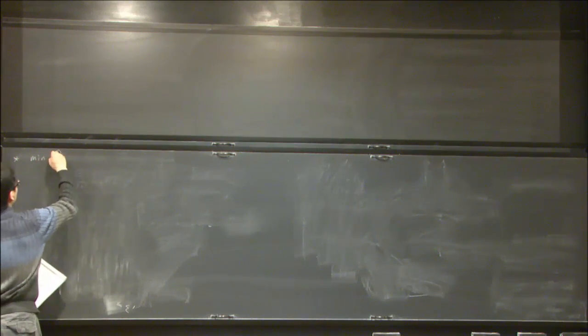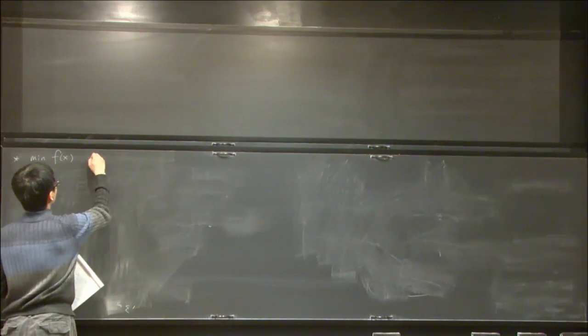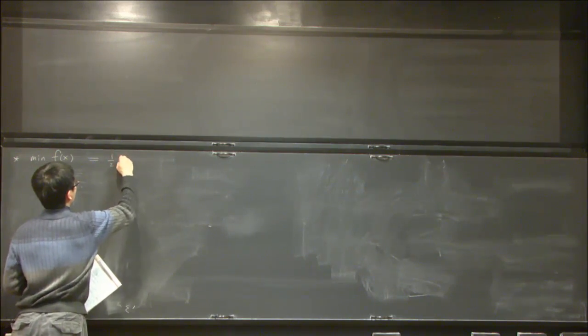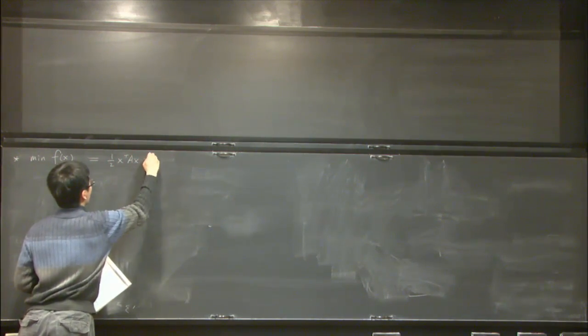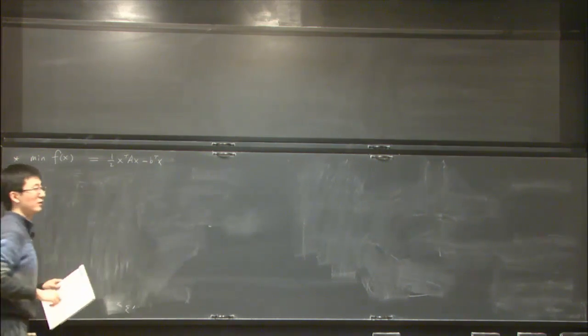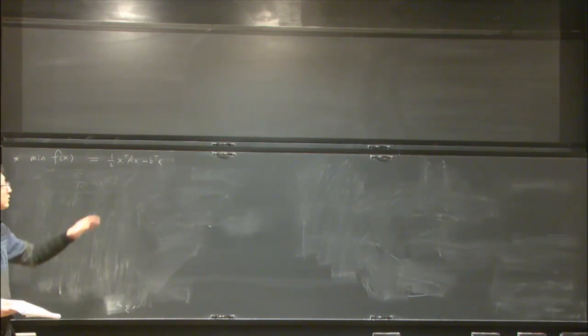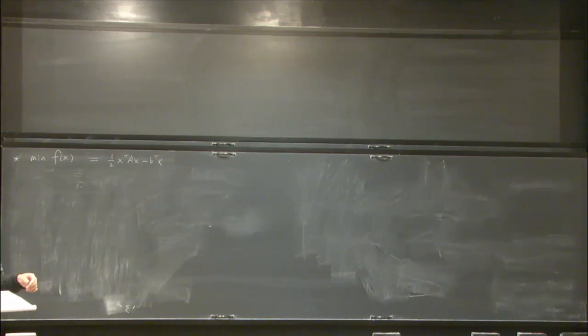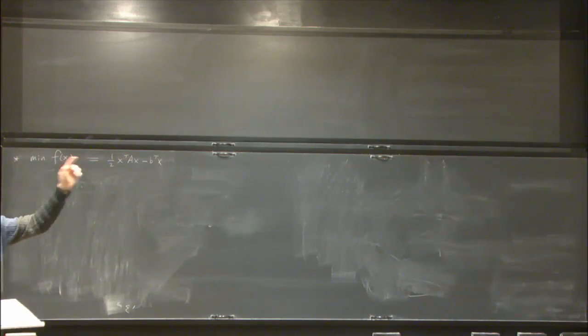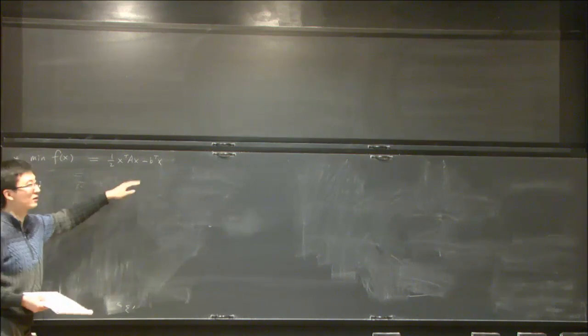So consider the problem of minimizing some function f(x). For simplicity, we can think about this function being maybe 1/2 x transpose A x minus b transpose x. If this is the convex function we are minimizing, with respect to a positive definite matrix A, then we are solving Ax equals b. That's why I said Ax equals b is a special case of convex optimization. So this is the example we should keep in our mind.